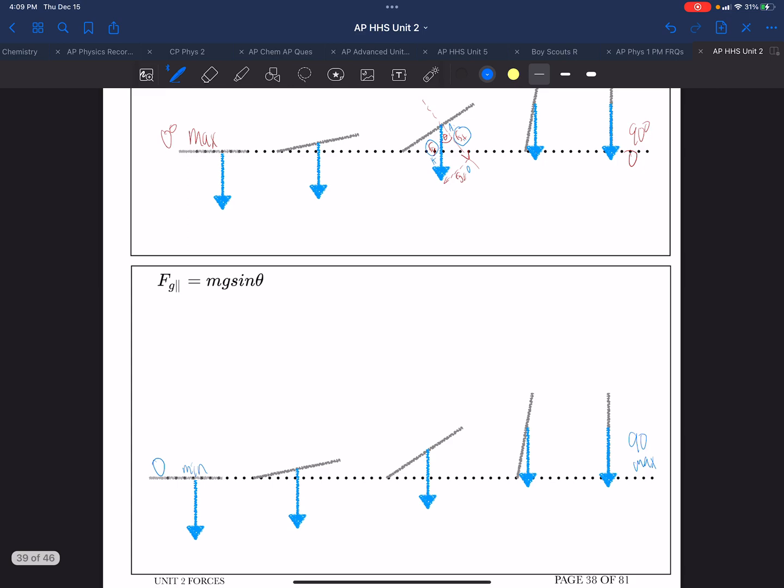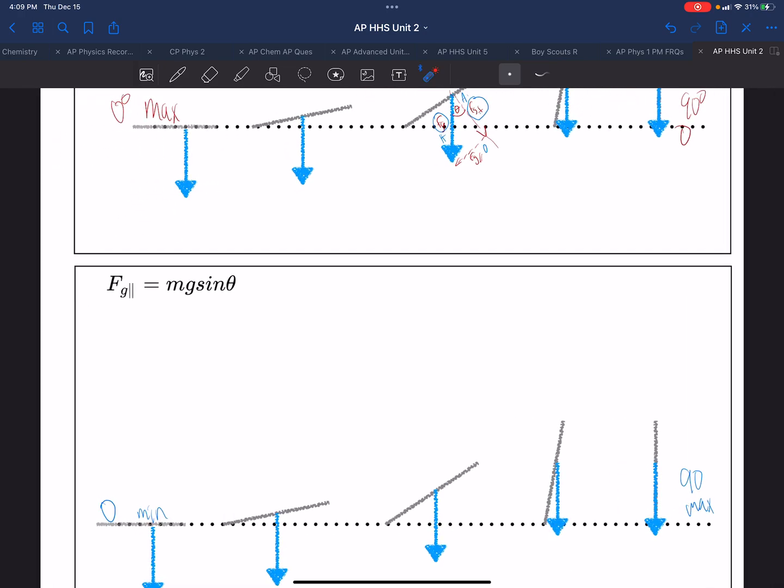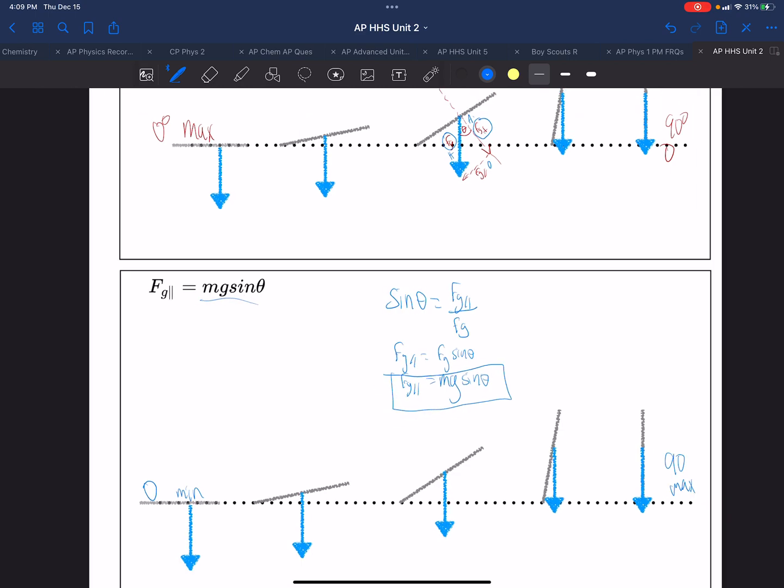Using the same labels we used above, if we want force of gravity parallel, that's the opposite side, and we know Fg, which is the hypotenuse, so that's sine. So we would say the sine of theta is Fg parallel all over Fg, and therefore Fg parallel is Fg sine theta. And the force of gravity is mg. So the force of gravity parallel is mg sine theta. And that's where those come from.